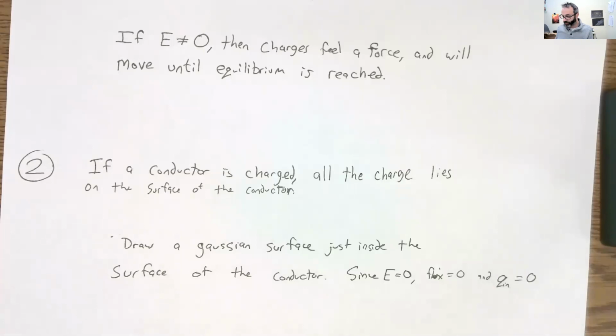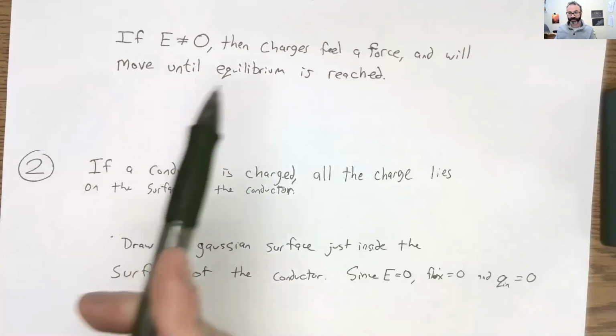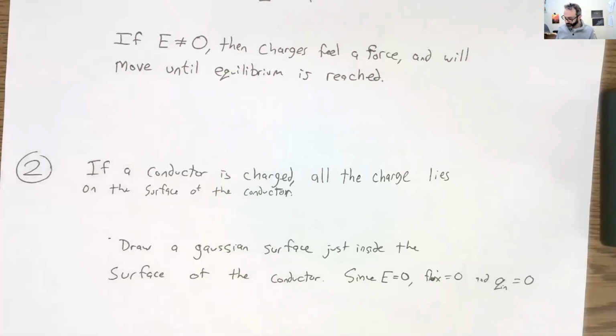So since every conductor has zero electric field inside of it, that means that whenever a conductor has a charge on it, the charge has to be on the surface, on the outside of the conductor. Questions, comments about property number 2?